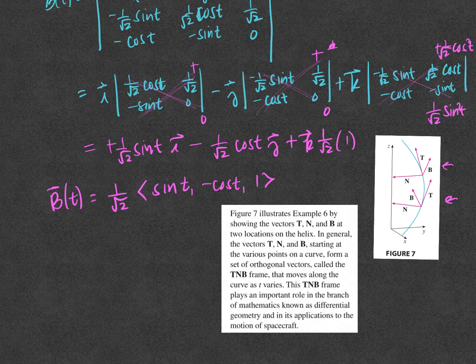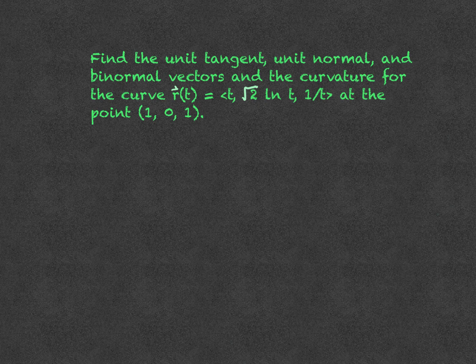This plays an important role in the branch of mathematics known as differential geometry and its applications to the motion of a spacecraft. So I thought you might find that interesting. For this example, we're supposed to find the unit tangent, the unit normal, and the binormal vectors, as well as the curvature for the following curve.